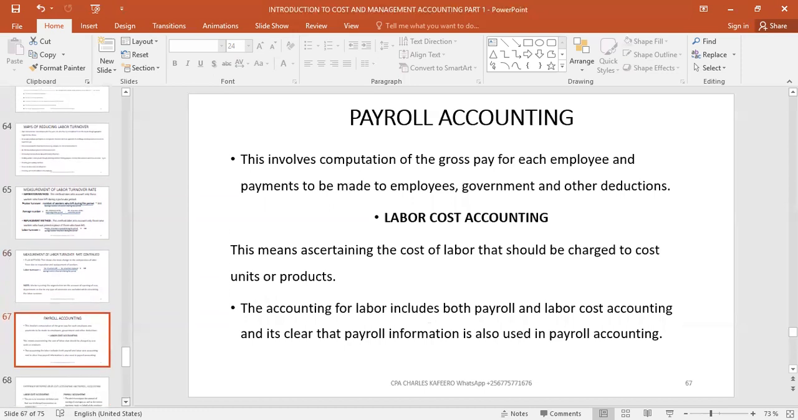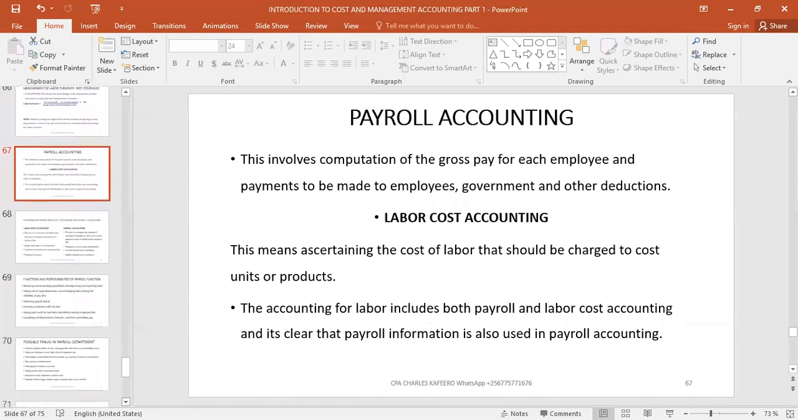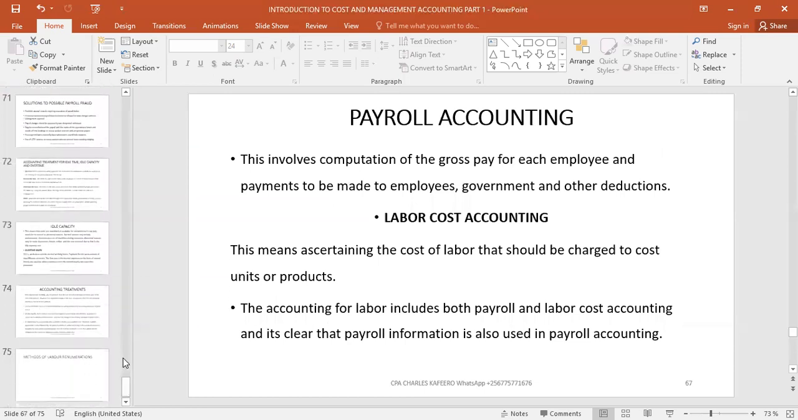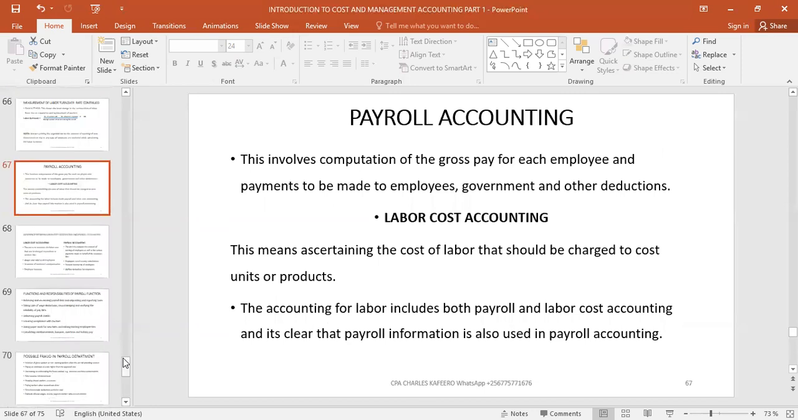Okay, we can proceed to the next one, where we are going to be talking about payroll accounting. This payroll accounting involves just the computation of the gross pay, the total amount of money that is supposed to be paid to the employees, and the deductions which are supposed to be deducted from those salaries.